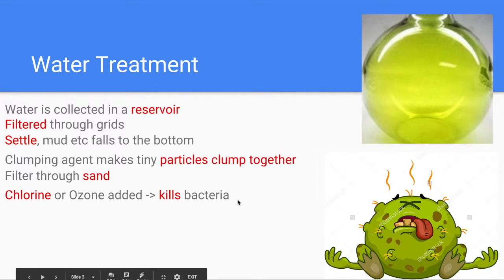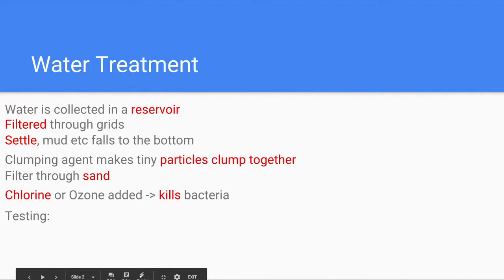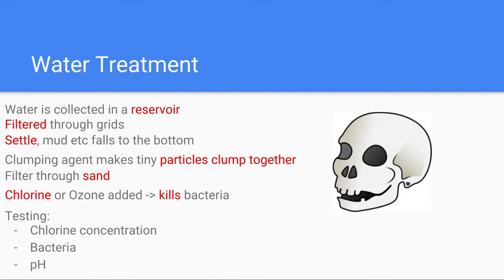So when you're drinking water which contains dead bacteria, they won't affect you because they're dead, but they're still there. It's not removing bacteria, it's killing the bacteria. Then we test the water for the chlorine concentration, the amount of bacteria, or the pH. Because if there's too much chlorine, you're going to die because chlorine is toxic. If there's too little, that means there's a lot of bacteria, which will affect you. And if the pH is too acidic or too alkaline, obviously that's dangerous as well. So that's why it's tested.